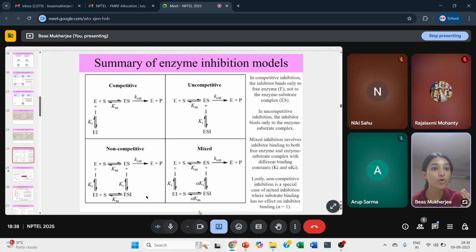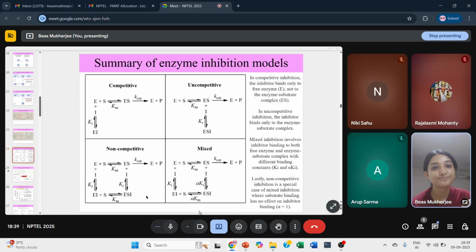Go through it. In competitive inhibition, the inhibitor binds only to the free enzyme, not to the enzyme substrate complex. In uncompetitive, it binds only to the enzyme substrate complex. In mixed inhibition, now comes in another player in the game, right? Mixed inhibition involves inhibitor binding to both free enzyme and enzyme substrate complex with different binding constants. So that is Ki and alpha Ki. Ki means, what is this? This is the constant for inhibition.